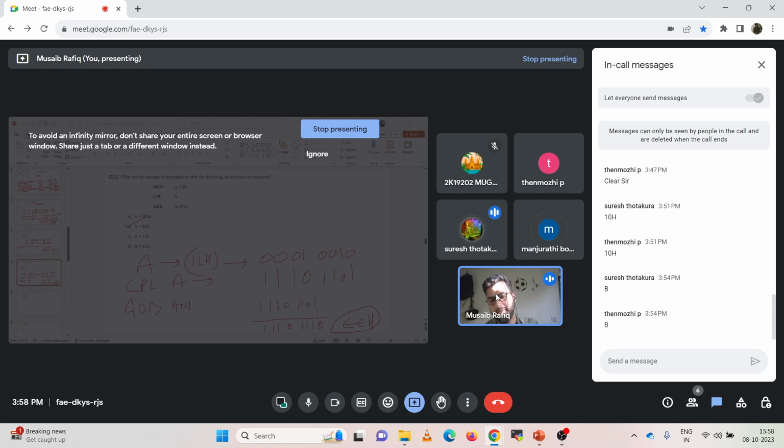Yeah, it's two's complement, right? Yeah, two's complement. Basically, we are taking one's complement, then adding one to it. So essentially, it becomes a two's complement.